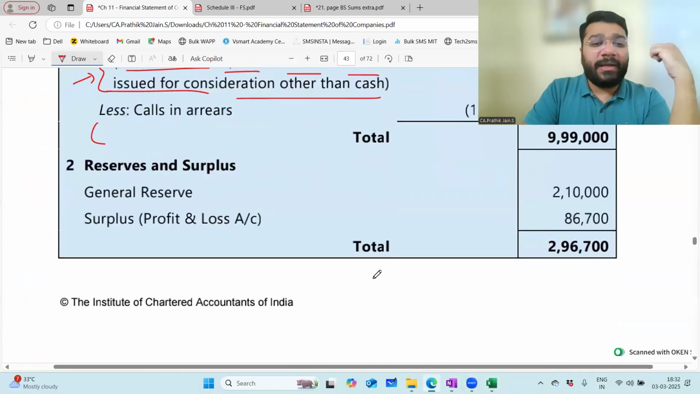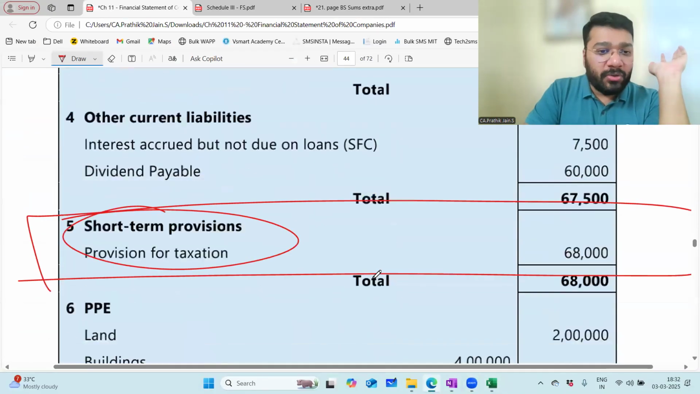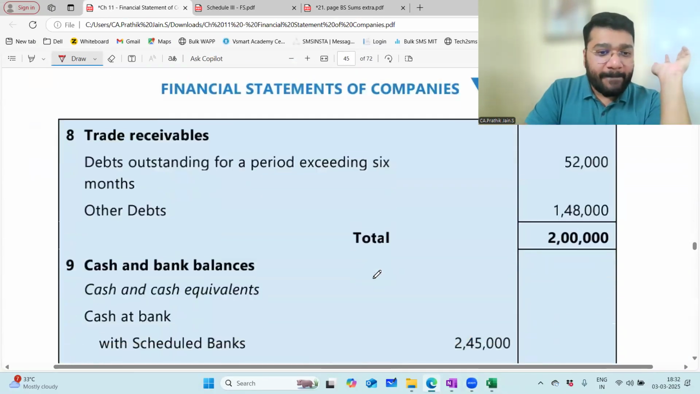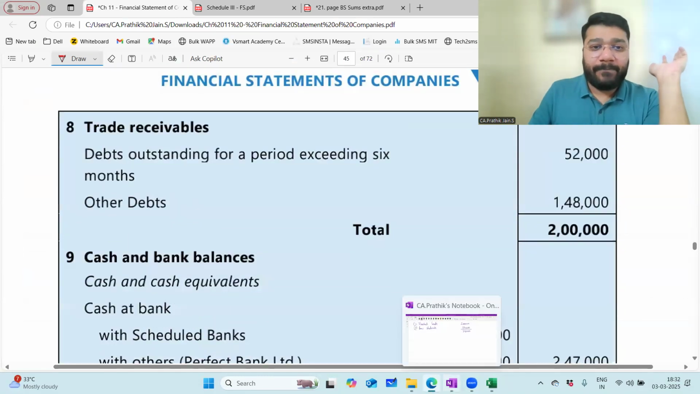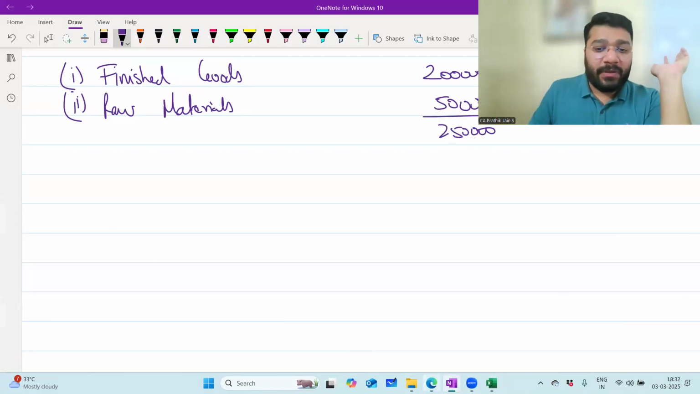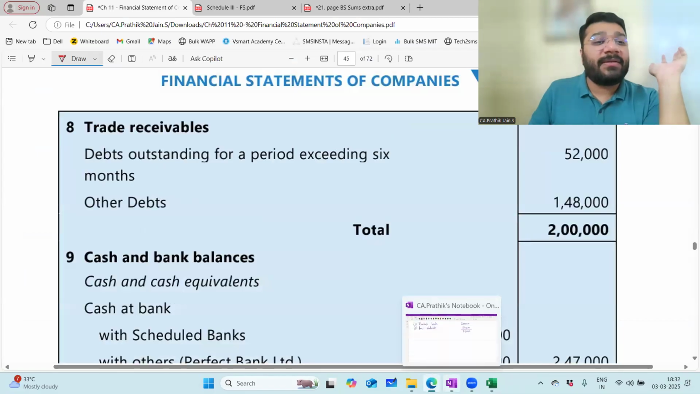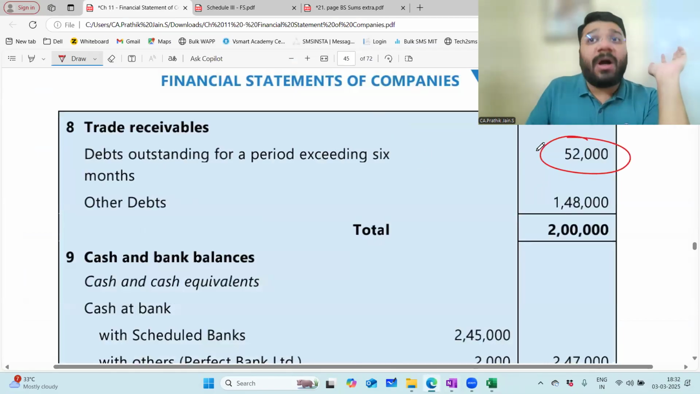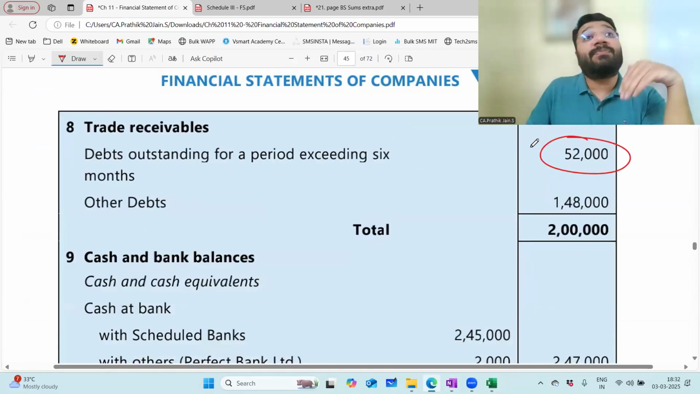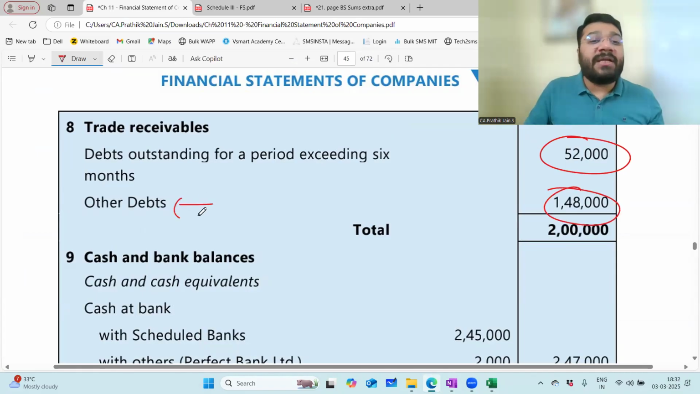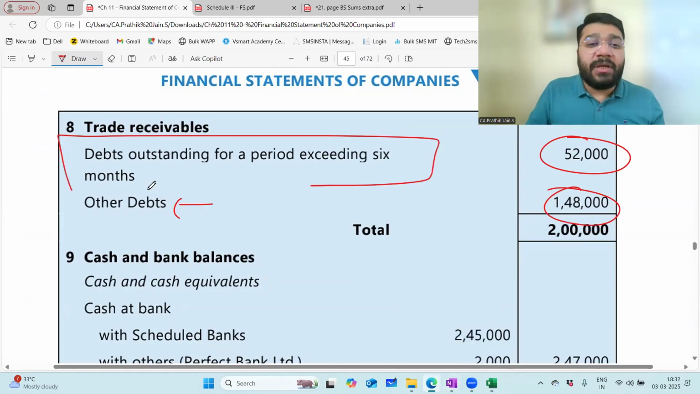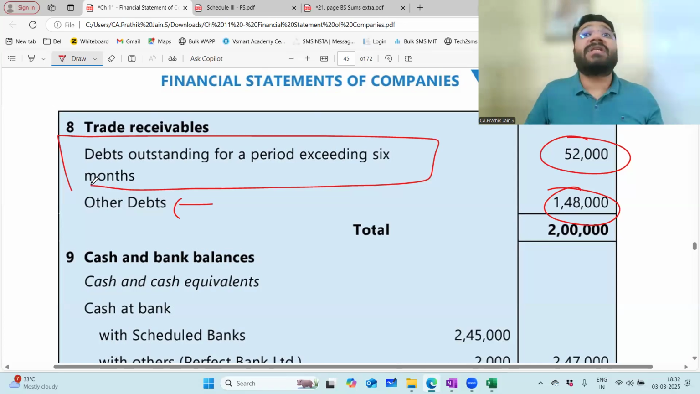This is allowed, and ICAI itself does it, so you can do it, no problem. Like this. Debts outstanding for a period exceeding 6 months means the due date is gone by, and gone by how much? We have crossed 6 more months after the due date. This 148 is how much? The due date has still not come. It is yet to come. The due date is yet to be touched. So aging is always required only for those debtors which have crossed the due date.